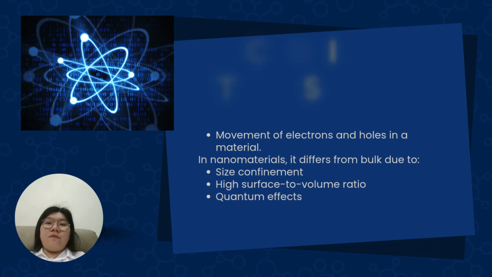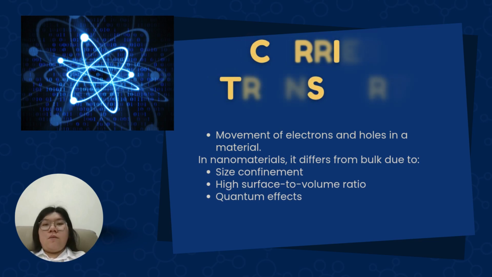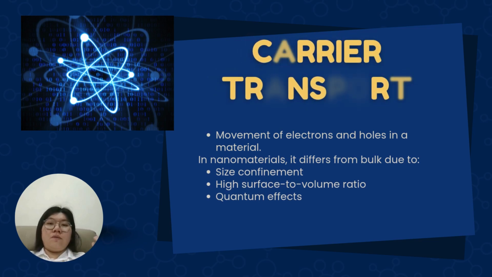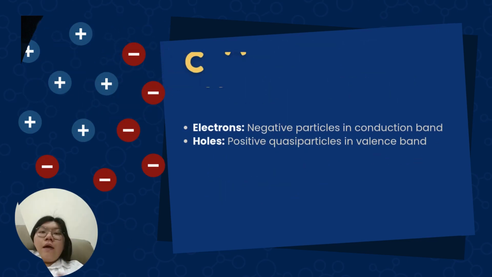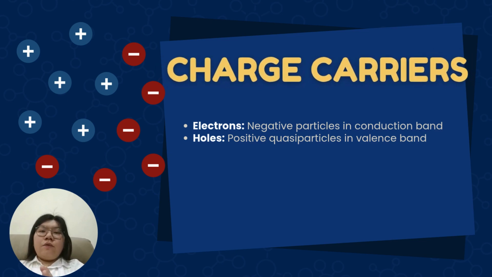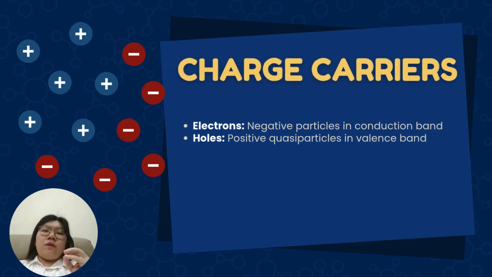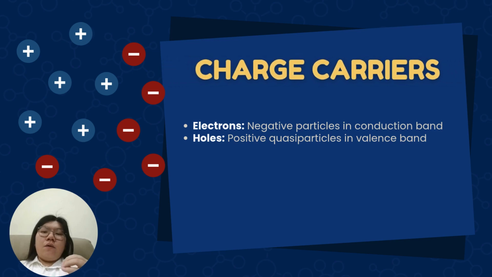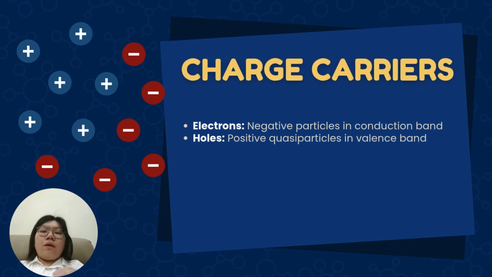Carrier transfer is the movement of electrons and holes in the materials. In nanomaterials, it will differ from the bulk due to the size confinement, high surface to volume ratios, and the quantum effect. There are 2 charge carriers that can be found in the nanomaterials, which are electrons and holes. Electrons are the negative particles in the conduction band, while the hole is the positive quasi-particle in the valence band.